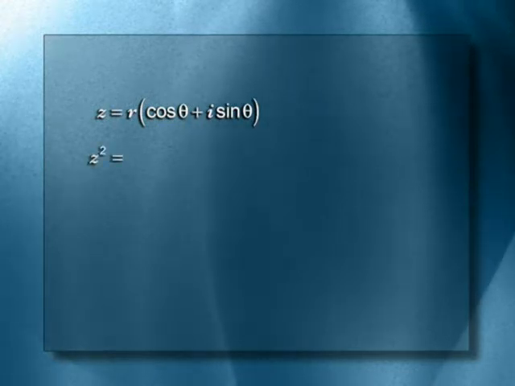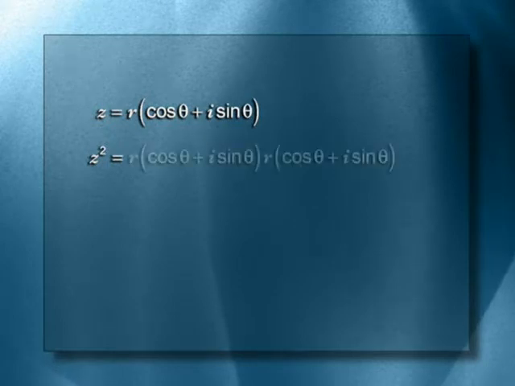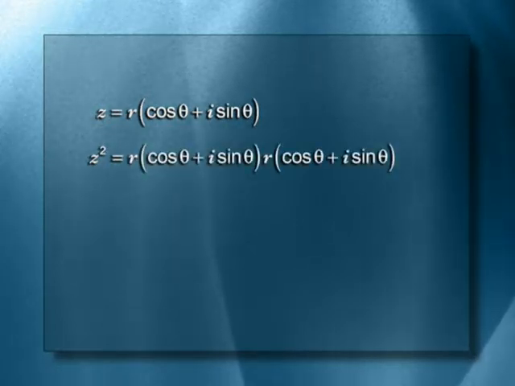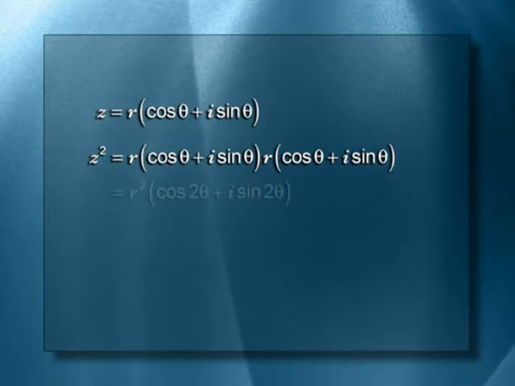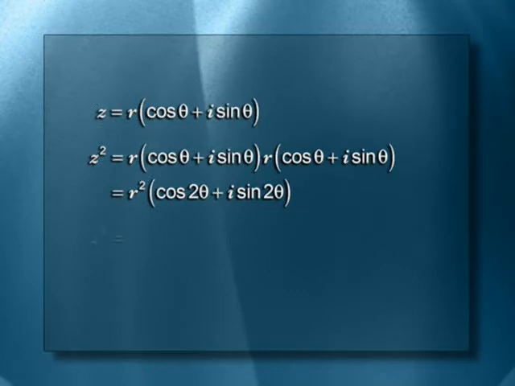What would z squared be? Well, you'd multiply these two together. So the r's would be r squared, r times r is r squared, and the angles would be cosine theta plus theta. You add the angles, so it'd be cosine 2 theta plus i sine 2 theta.